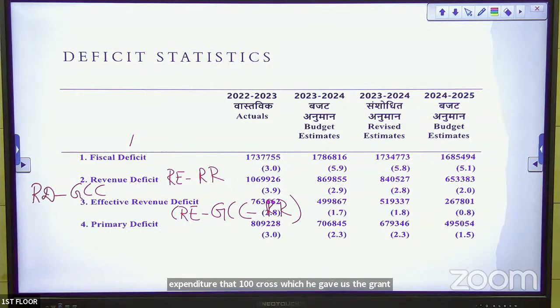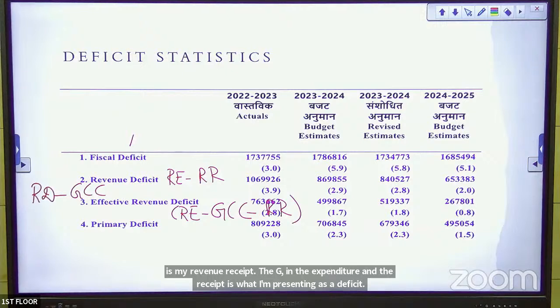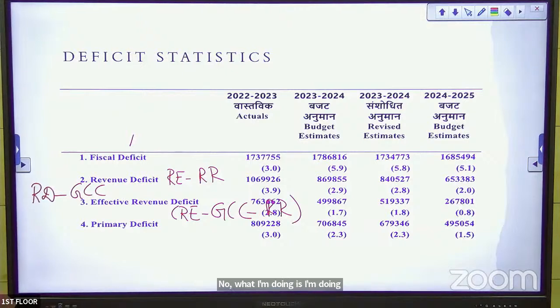See, basically, this is the deficit. This is the right hand side, assume this is the expenditure, this is my revenue receipts. The gap between the expenditure and the receipts is what I am presenting as the deficit. Now, what I am doing is removing that 100 crores, which means my expenditure will come down. So, the gap between the receipts and the expenditure will narrow down. I don't want to show my gap as a bigger one because my end use was very good.